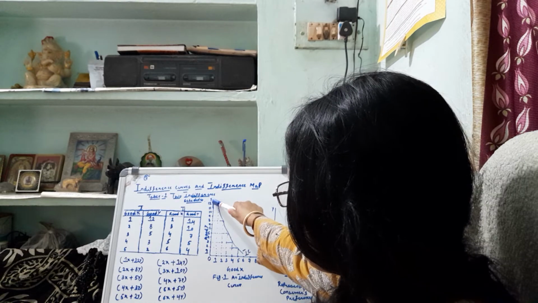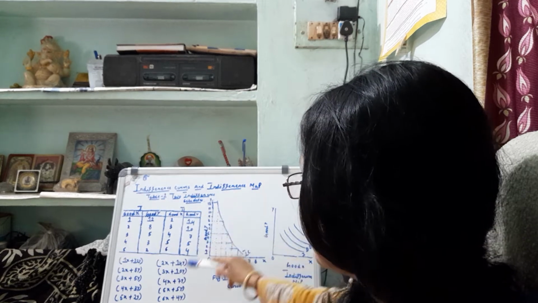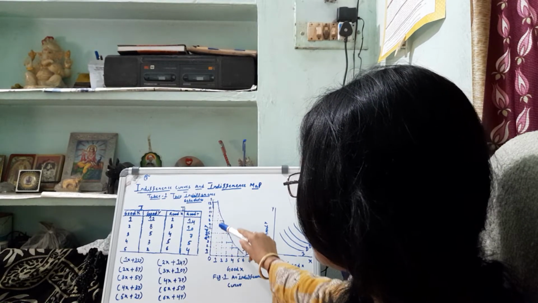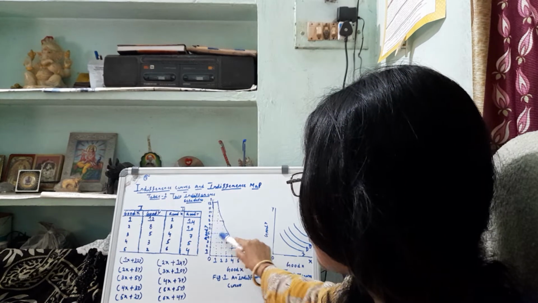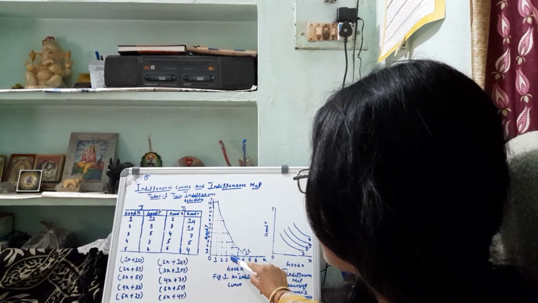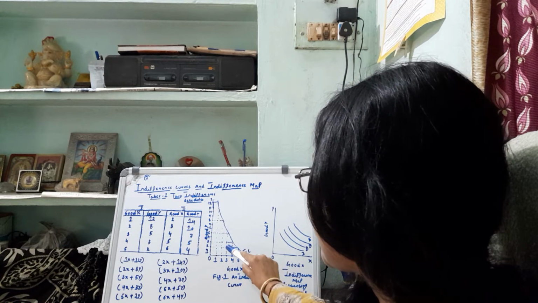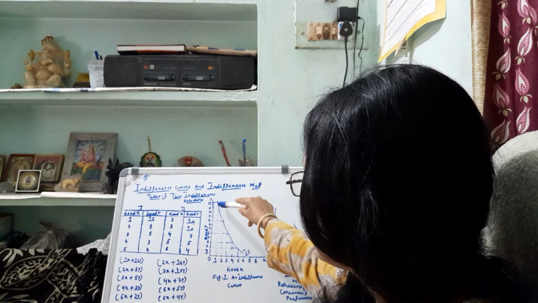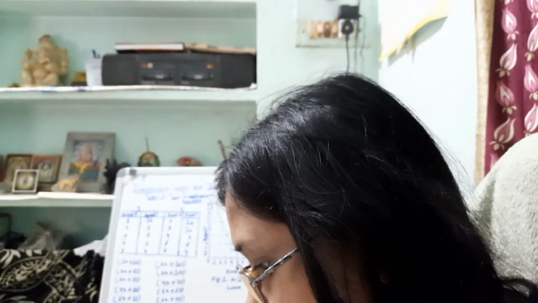This point is 1X plus 12Y. Then 2X plus 8Y. Then 3X plus 5Y. Then 4X plus 3Y. Then 5X plus 2Y. This is the indifference curve. The smoothness and continuity of the indifference curve means that the goods in question are assumed to be perfectly divisible.